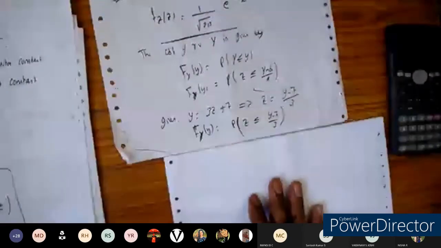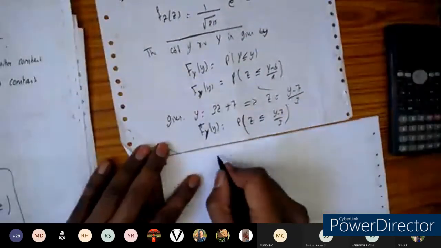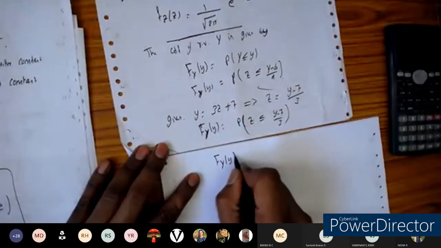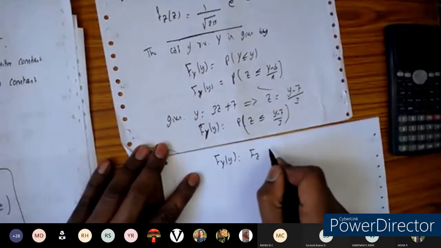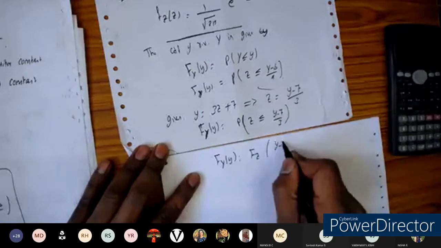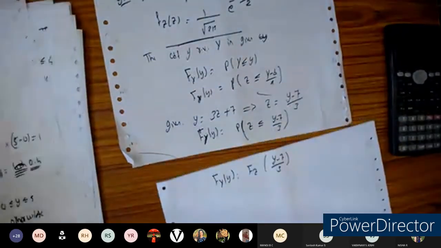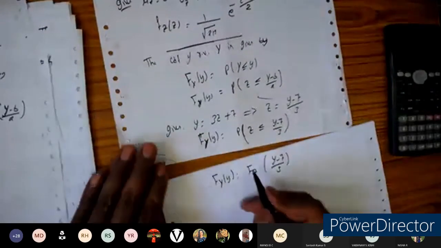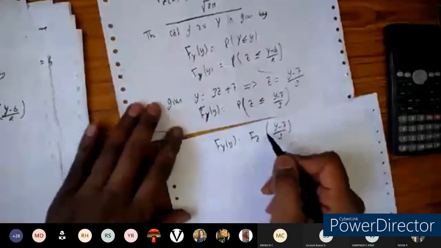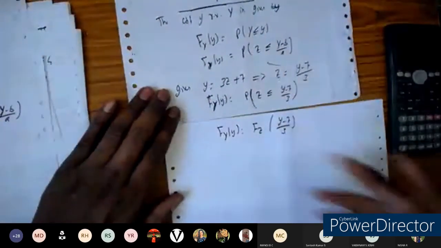So now F_Y(y) is equal to F_Z of (y minus 7) divided by 3. So this is how we get F_Y(y) in terms of F_Z.